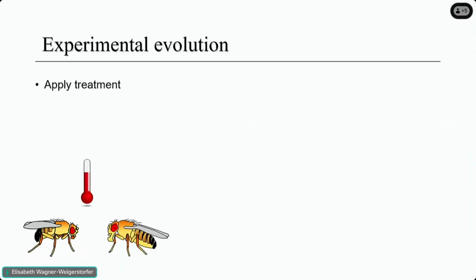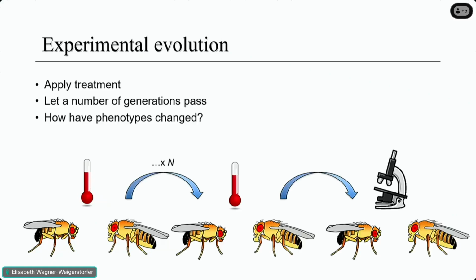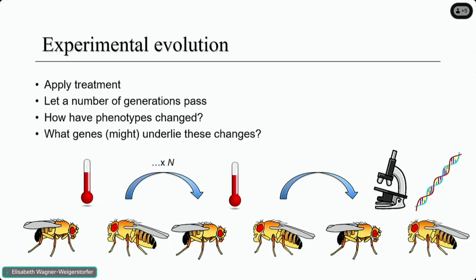Okay, so that I could use this presentation in other contexts, I started off with a couple of slides about experimental evolution. I don't think we really need to belabor the point here, how experimental evolution works. I think most people are familiar with it. You create some sort of selection pressure, you let time pass, and then you check how phenotypes have changed. And nowadays, it's easy to sequence to try to figure out what genes might underlie these changes.